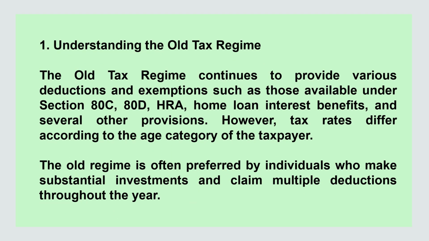First, understanding the old tax regime. The old tax regime continues to provide various deductions and exemptions, such as those available under Section 80C, 80D, HRA, Home Loan Interest Benefits, and several other provisions. However, tax rates differ according to the age category of the taxpayer. The old regime is often preferred by individuals who make substantial investments and claim multiple deductions throughout the year.